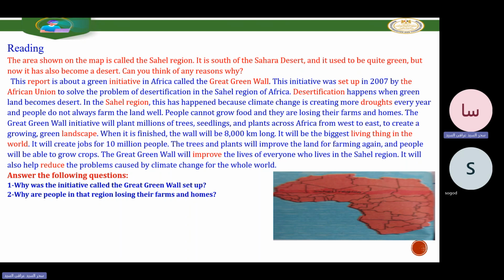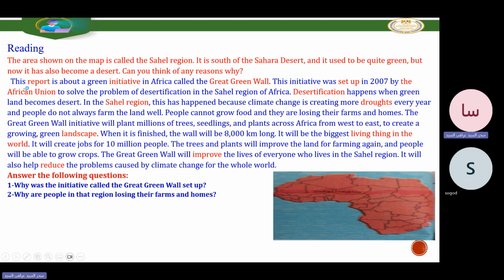The area shown in the map is called the Sahel region. It's south of the Sahara Desert. Of course, we have the Sahara Desert here in the middle of Africa. And it used to be quite green, but now it has also become a desert. Can you think of any reason for why it became a desert?